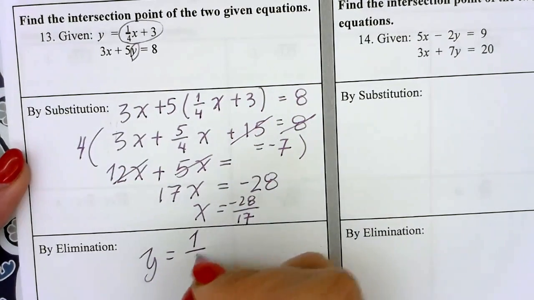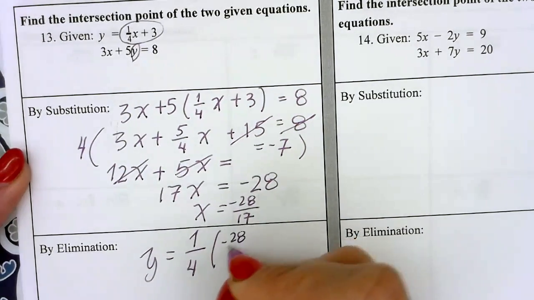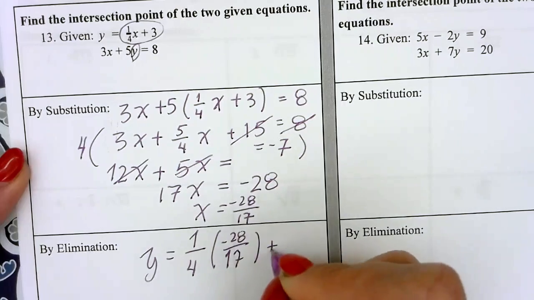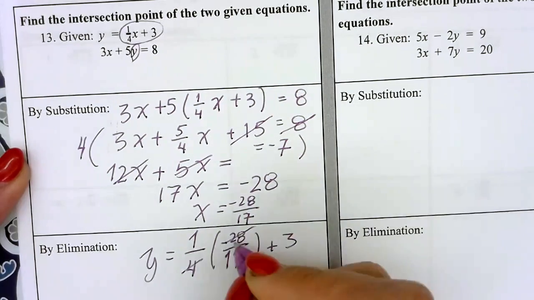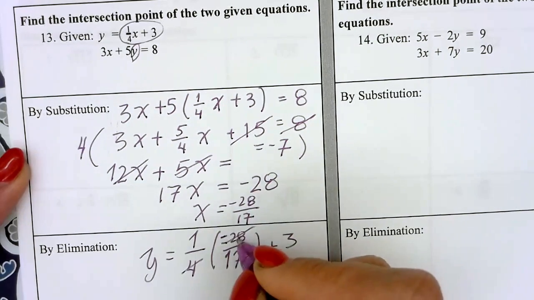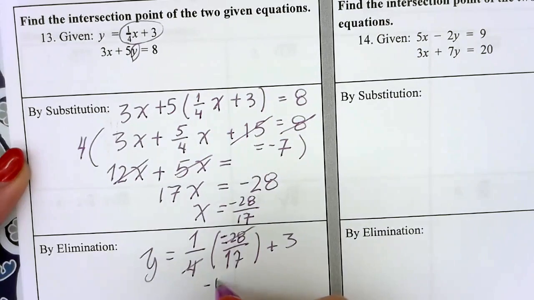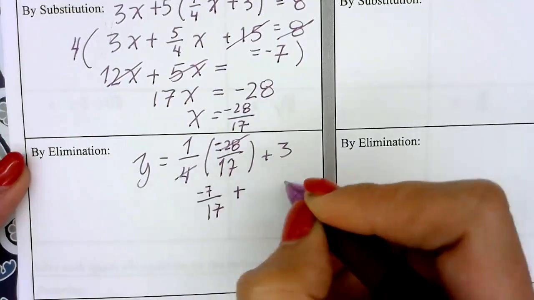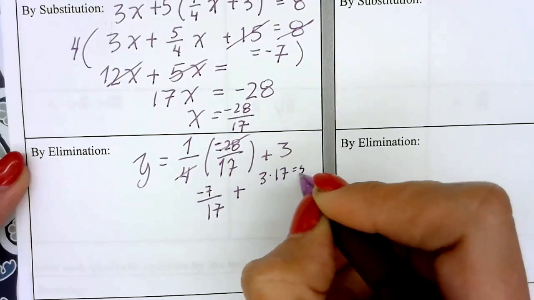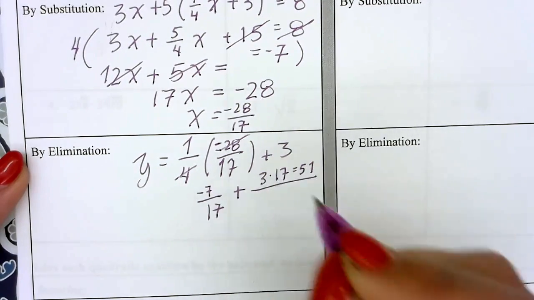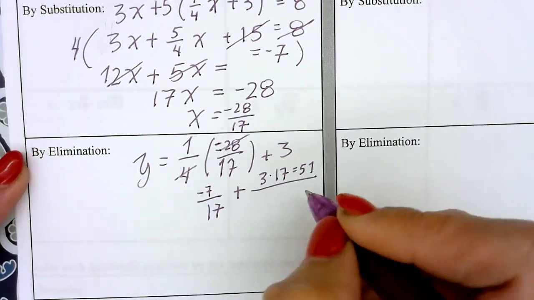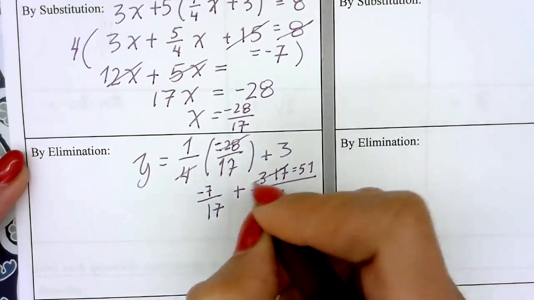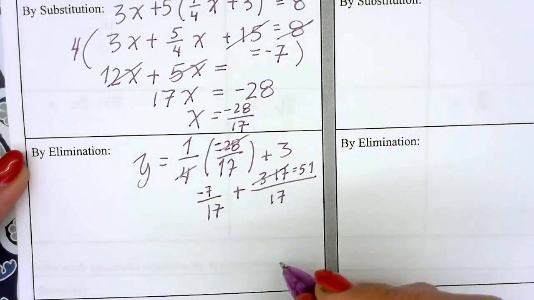Y equals 1 over 4x, which is negative 28 over 17 plus 3. 4 into 28, don't forget that was negative, is 7. Negative 7 over 17 plus 3. 3 times 17 is 51. That's a good one to know because it's a sneaky little number that a lot of people think is prime. So that really is 17 times 3, so 51 over 17.